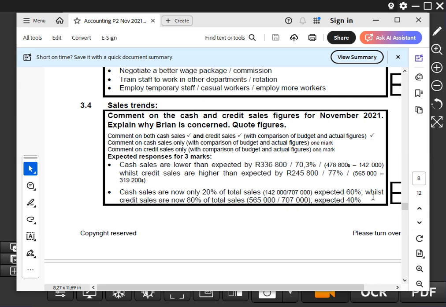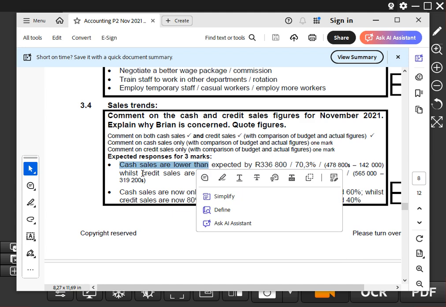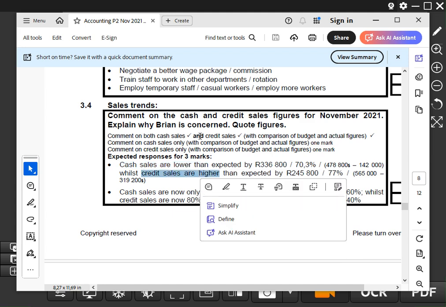Easiest is to say cash sales is actually so much while we budgeted so much. Same goes with the credit sales. So can you see, you have to mention cash sales and credit sales to get 2 ticks with the figures because you compared them.